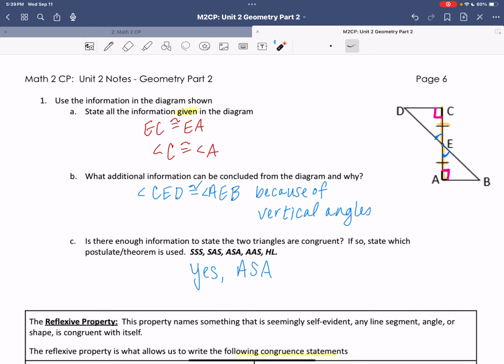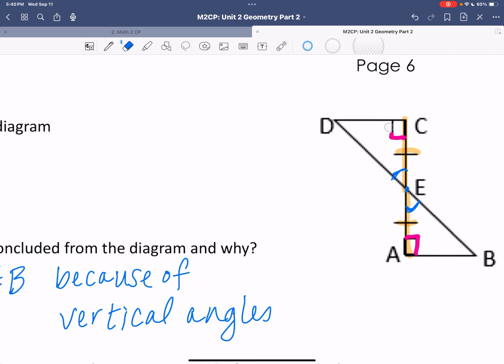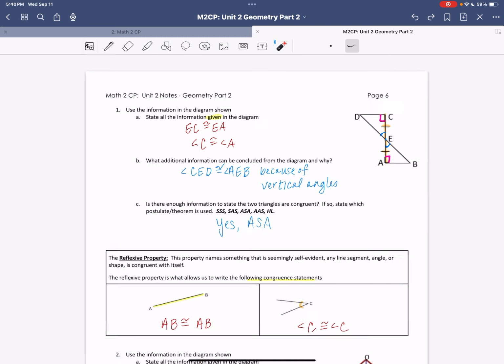Next up, we're going to use the information in the diagram, state the information that's already given. So in this case, it's given because it is marked that EC is congruent to EA, and you know that because it's already marked. And then it's also provided that angle C, and I did go over it a little, but you can see that it's marked, angle C and angle A are congruent because they're both right angles, and that is provided.